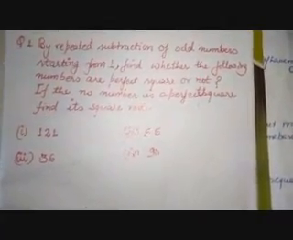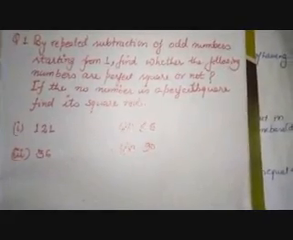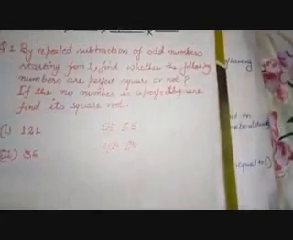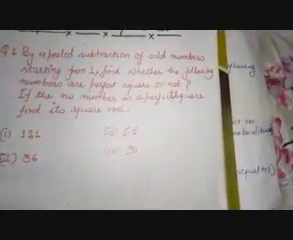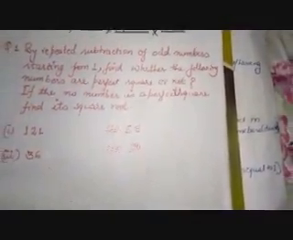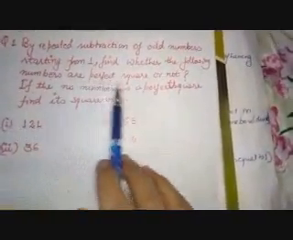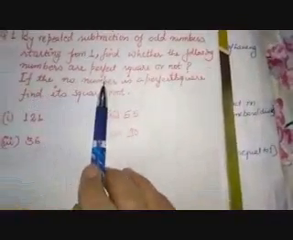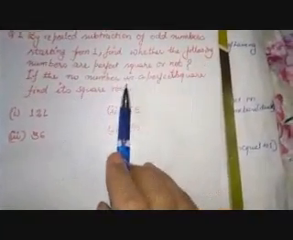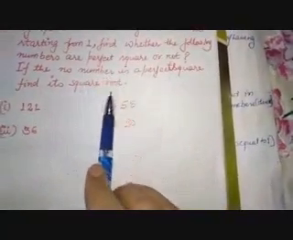So, today we will start with exercise 3.3 of the chapter Squares and Square Roots. In this exercise, we will come across some questions where we have to find whether a number is a perfect square or not. So, here is another type. By repeated subtraction of odd numbers starting from 1, find whether the following numbers are perfect squares or not. If the number is a perfect square, find its square root.